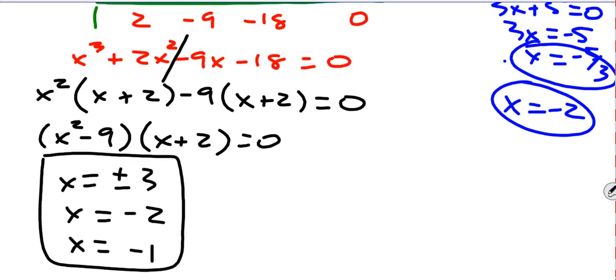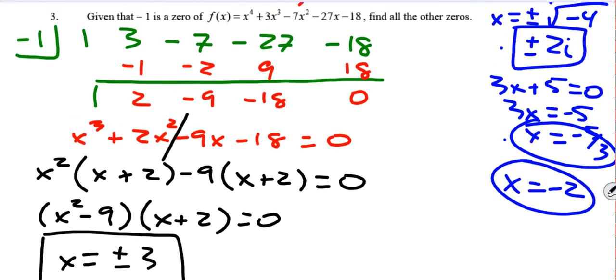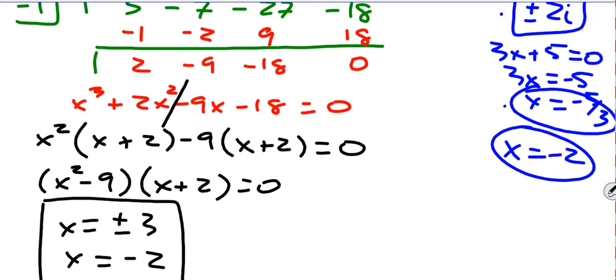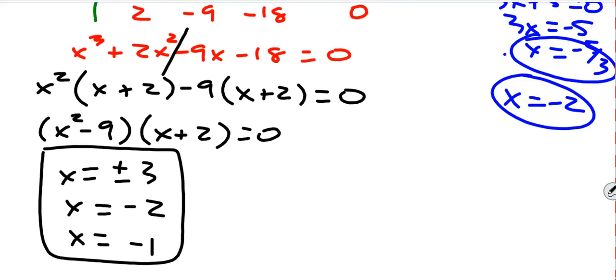All right? So you do your synthetic division. You should not get a remainder. The remainder should be 0. If you didn't, double check. All right? You get x cubed plus 2x squared minus 9x minus 18. We factor by grouping. Factors from that are x squared minus 9 and x plus 2. So I have x equals plus or minus 3, x equals negative 2, and x equals negative 1. 4 total roots, 4th degree.